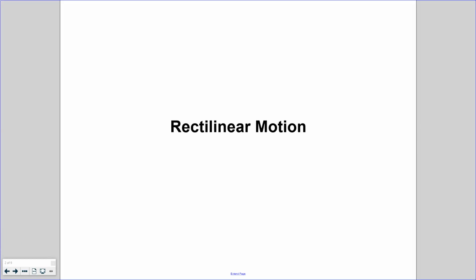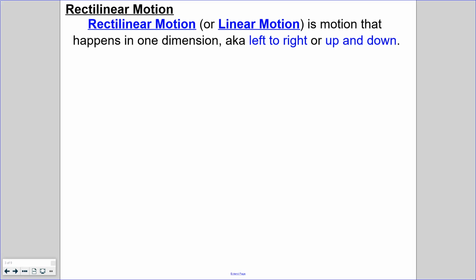So in this video, we're going to briefly discuss rectilinear motion. Now, what is rectilinear motion, you might ask? Well, rectilinear motion, sometimes referred to as linear motion, is motion that happens in one dimension. So that means it's either going to go left to right or up and down. And that's what a lot of the motion is that we're going to be going over in this particular calculus course.